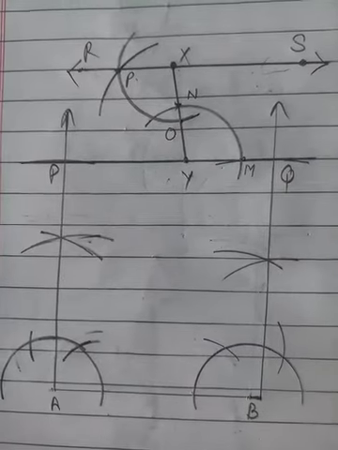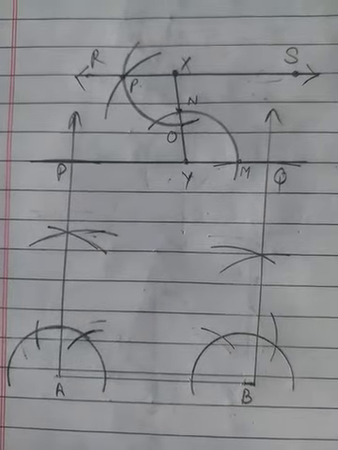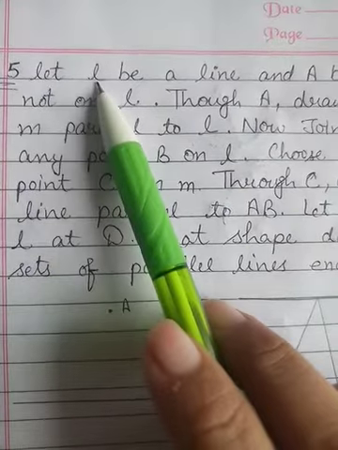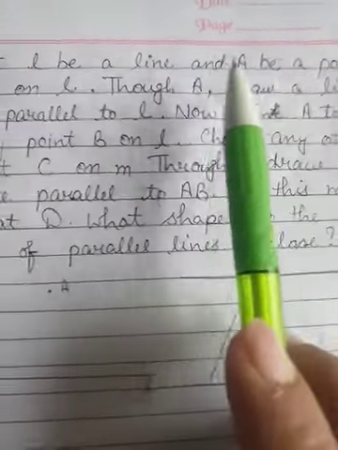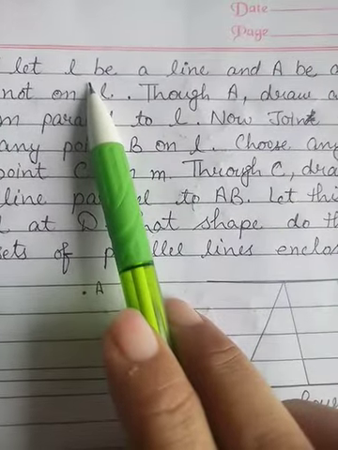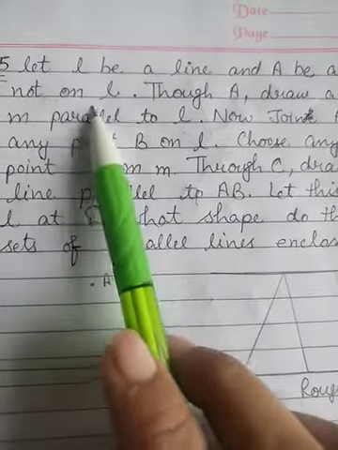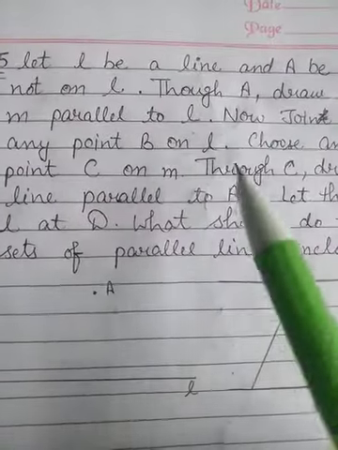Now we are going to move on to sum number 5. So let's see the statement. Sum number 5 statement is: let L be a line and A be a point not on L, meaning it should be above the line L or below the line L.